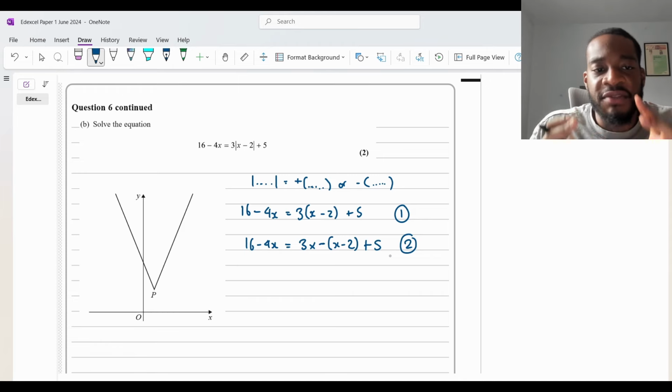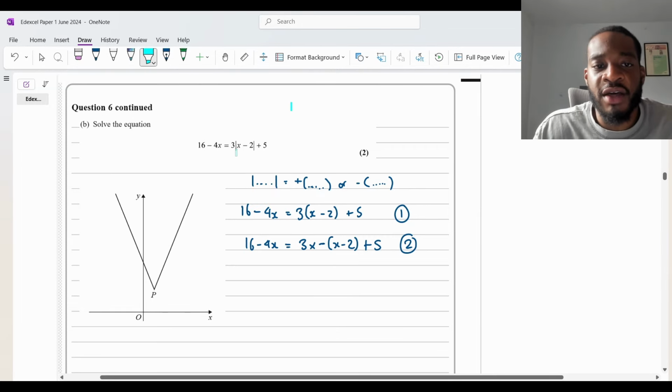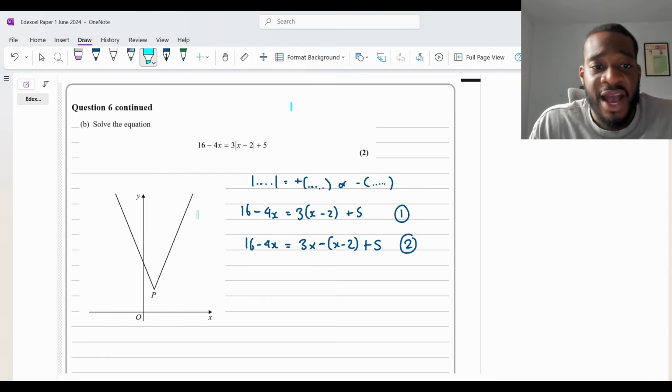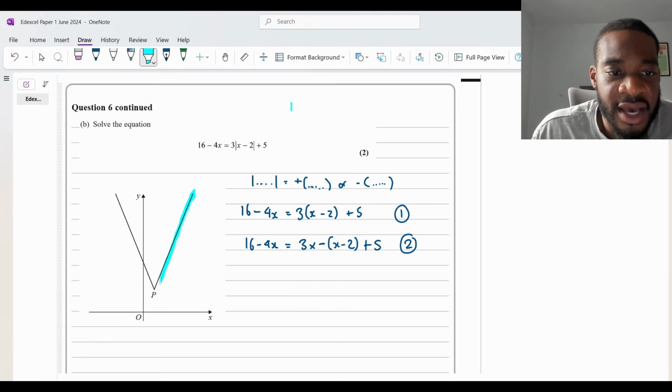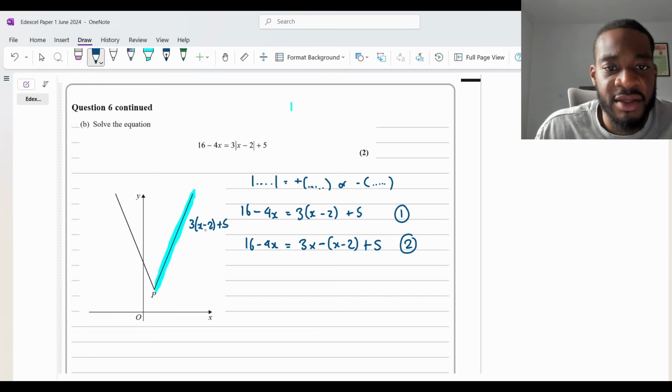However, whenever you're dealing with these modulus questions, you always want to consider the geometric interpretation of whatever equations you're dealing with. Remember, because we know that we're dealing with the positive or minus of this expression, it means that your modulus graph is always going to be 2 branches. It's always going to be a V. This part here is going up, so this is going to be the positive of it. So I'll just write 3 times x minus 2 plus 5. That is that part there.